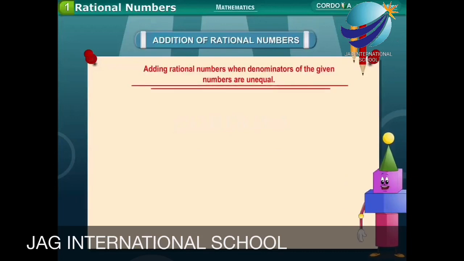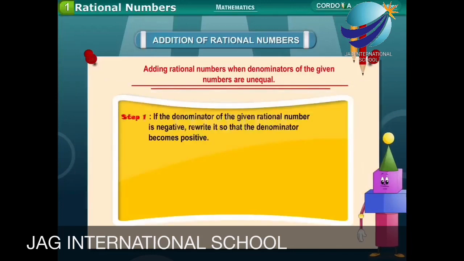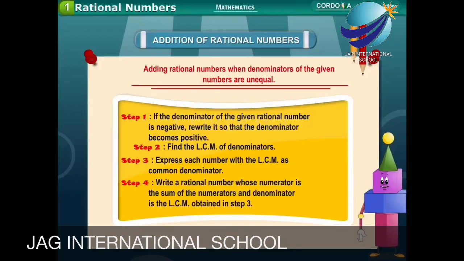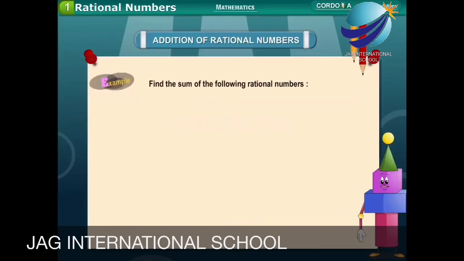Adding rational numbers when denominators of the given numbers are unequal, we follow these steps. Step 1. If the denominator of a given rational number is negative, rewrite it so that the denominator becomes positive. Step 2. Find the LCM of denominators. Step 3. Express each number with the LCM as common denominator. Step 4. Write a rational number whose numerator is the sum of the numerators and denominator is the LCM obtained in Step 3. Example: Find the sum of 6/13 and -4/39.